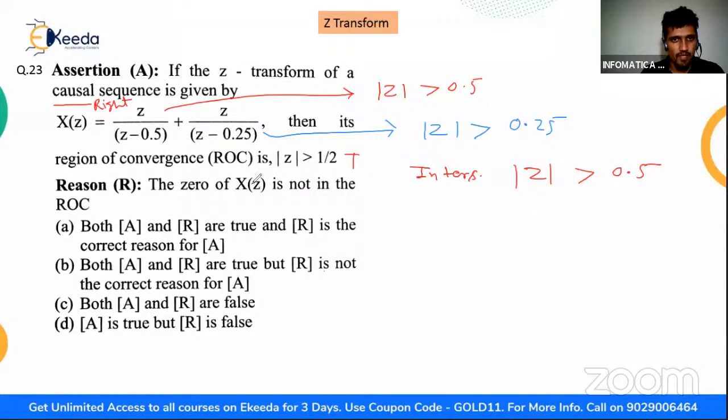The zero of X(z) is not in the ROC. We will simplify and determine X(z), then we will be able to get the answer. We know a zero is at z equals 0. When we put z equals 0, X(z) becomes 0. So a zero of X(z) is at z equals 0, which is not in the ROC because the ROC is greater than 0.5, a ring having radius greater than 0.5.